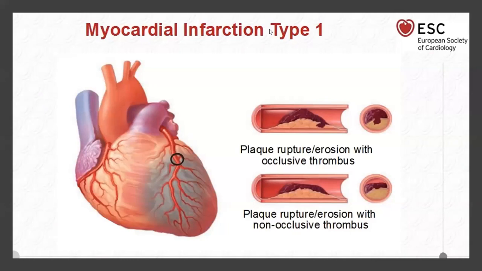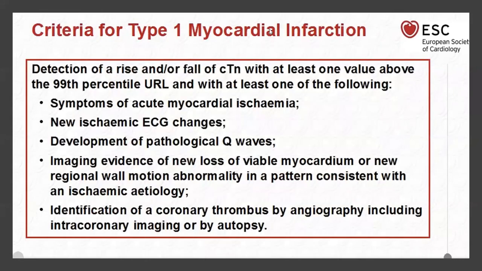So just going through quickly the types of myocardial infarction. Type 1 is what we commonly see when you have plaque rupture or erosion with occlusive thrombus, or you can have plaque rupture or erosion with non-occlusive thrombus. There is a criteria for this that needs to be met.